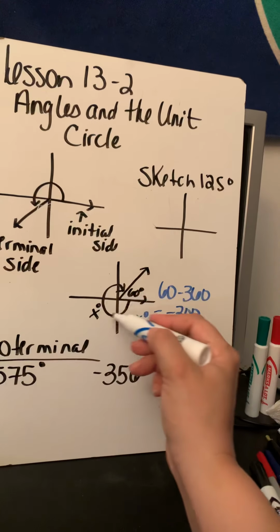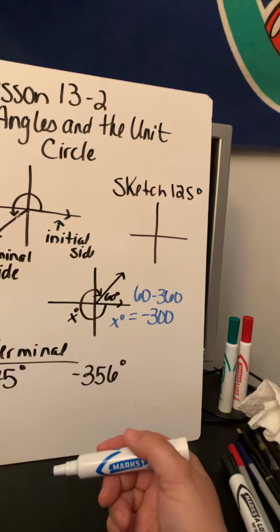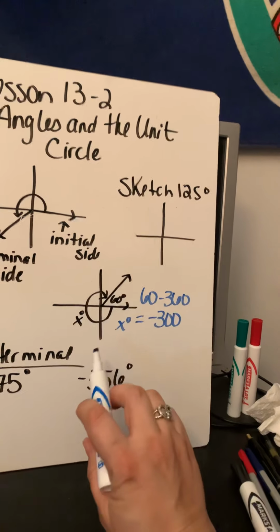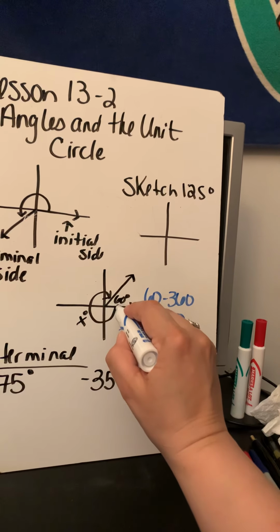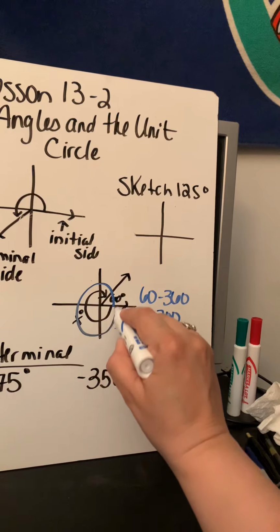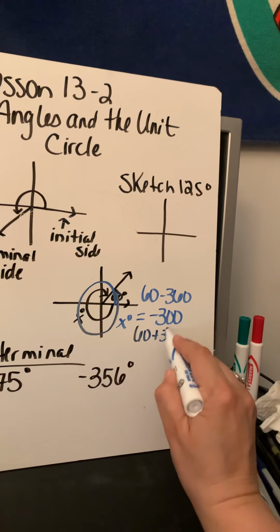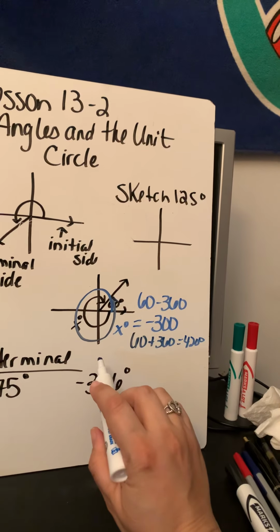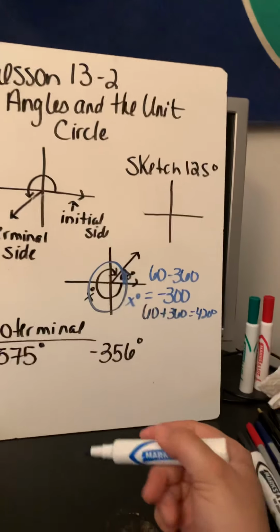If I was going this way around, it would just add 360 to it. If you're coming around twice, you would add 360 to it. So what I mean is, if I was coming around this way, I would take 60 plus 360 to get 420. But just going where I did, negative 300, because I went backwards.